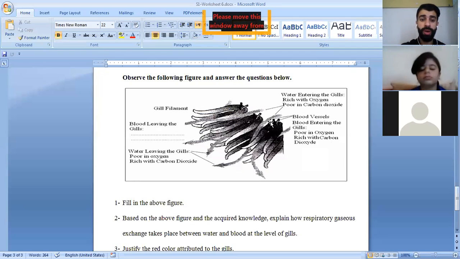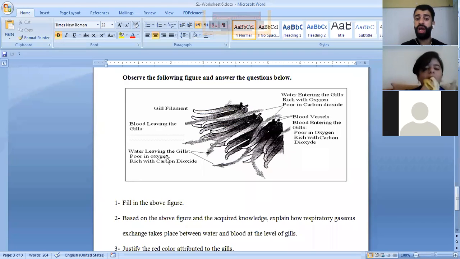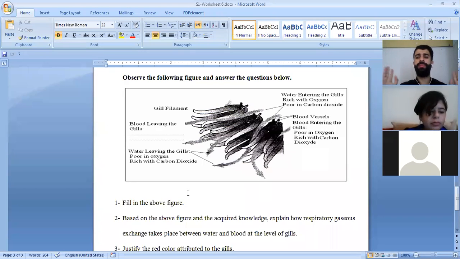Yes. Okay, so for water leaving the gills, Adnan, they said the water becomes poor in oxygen and rich in carbon dioxide. Can you explain this for me? When water enters, it was rich in oxygen, right? And when it leaves, it becomes poor in oxygen. What do you think? What happens to the oxygen? This is the gills. We were talking about the fish, right? So what happens to the oxygen?